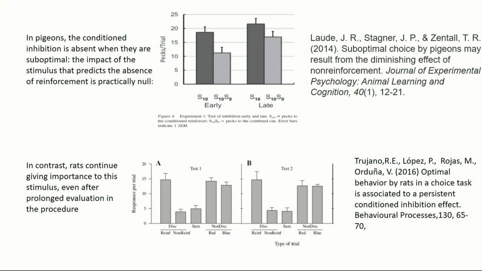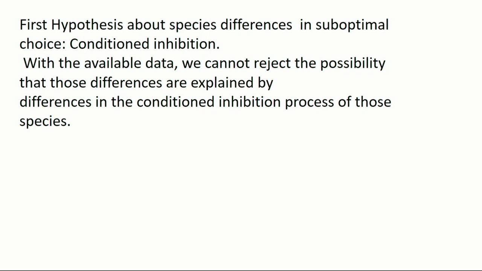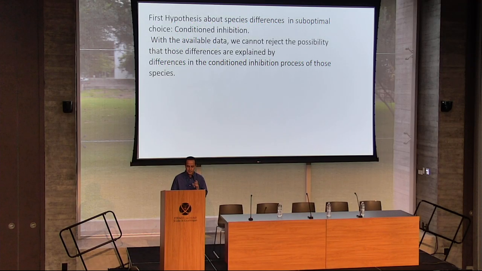This suggests that the negative stimulus is being ignored by the pigeons. In contrast, you can see that when we present both stimuli to rats, they act as if only the negative stimulus is presented. So we suggested in a second paper on this topic that conditioned inhibition is persistent when rats are tested in the suboptimal choice procedure. This is our first hypothesis. With the available data, we cannot reject the possibility that those differences are explained by differences in the conditioned inhibition process of these species. I am glad that in one of the next talks, we will get more information on this topic.